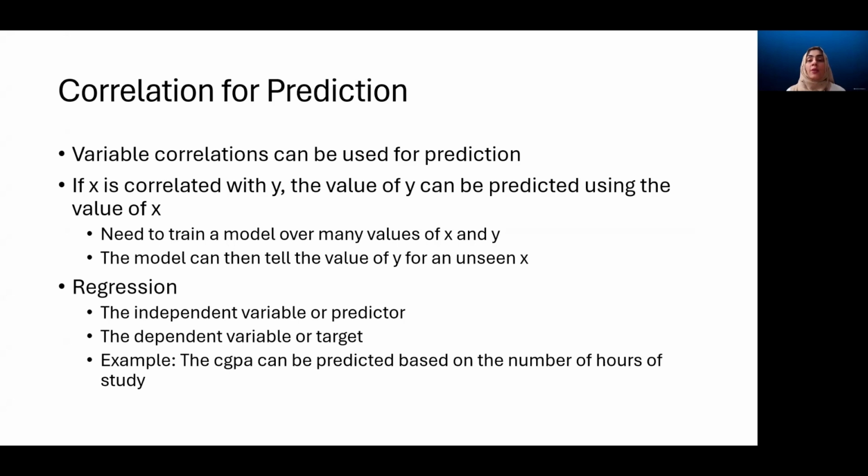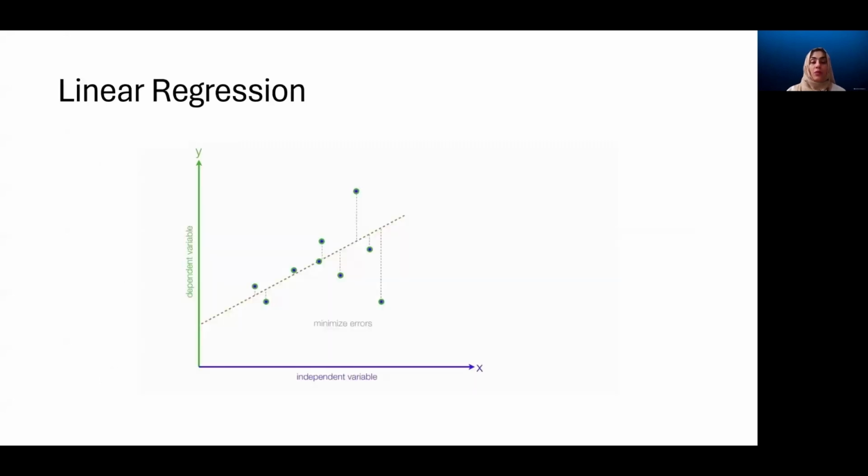And one of the tools that can be used to compute the magnitude of change in y based on the change in x is regression. Here, the independent variable or the predictor is used to estimate the value for the target or the dependent variable. For example, the CGPA, which is a target, can be predicted based on the number of hours a student has studied, which is basically the independent variable.